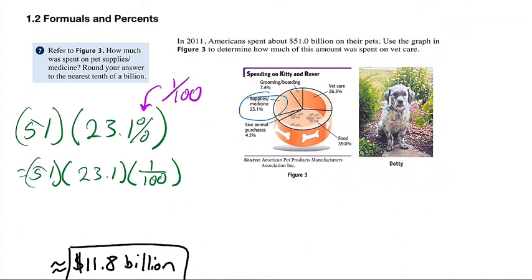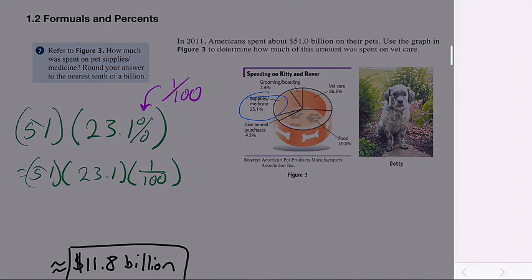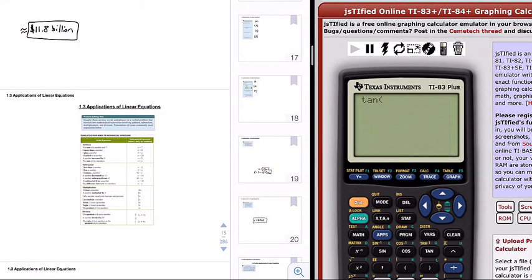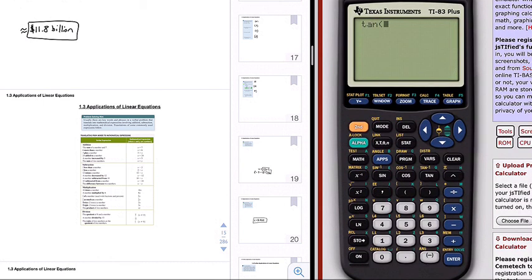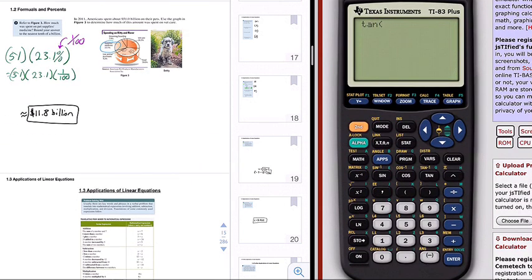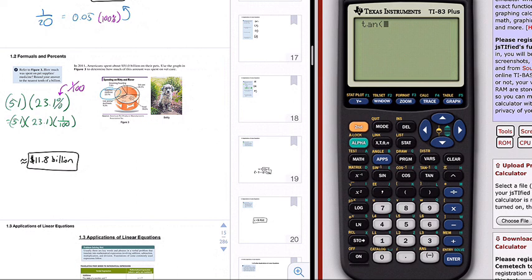I'm going to do that in the calculator. Let's try this. Let's see if we get the 11.8 billion. So we have 51 times 23.1 times 1 divided by 100. We should get approximately 11.8. This is correct.